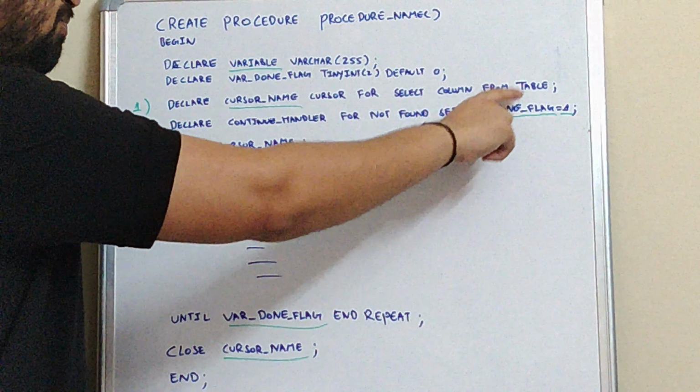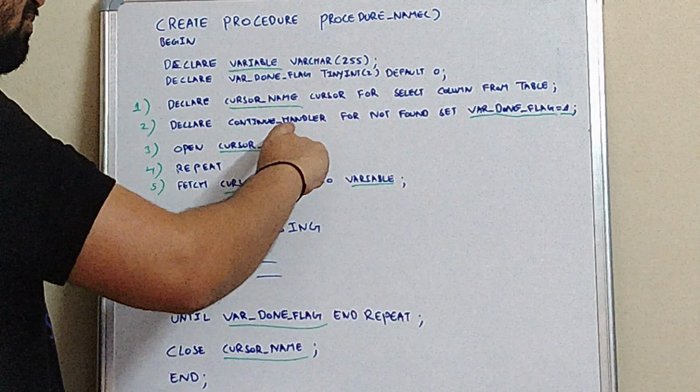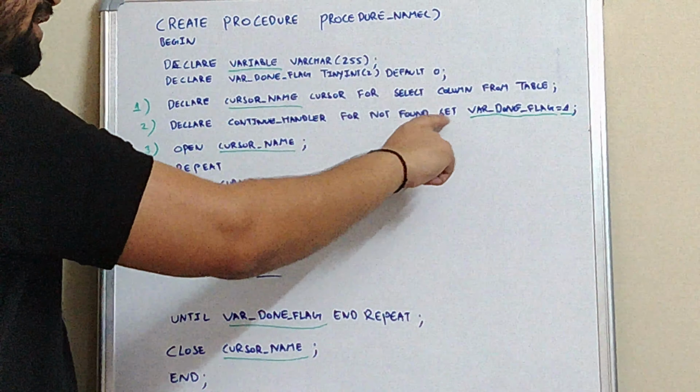So select column name from table name, and then declare continue handler for not found set done_flag equal to 1. What this statement means is that whenever the processing is done, whenever no next row is available, then set done_flag equal to 1 so that we exit the loop and exit the cursor. Open cursor name, repeat. Repeat until what? Until done_flag, end repeat. So done_flag will be set to 1 whenever we do not find the next row.